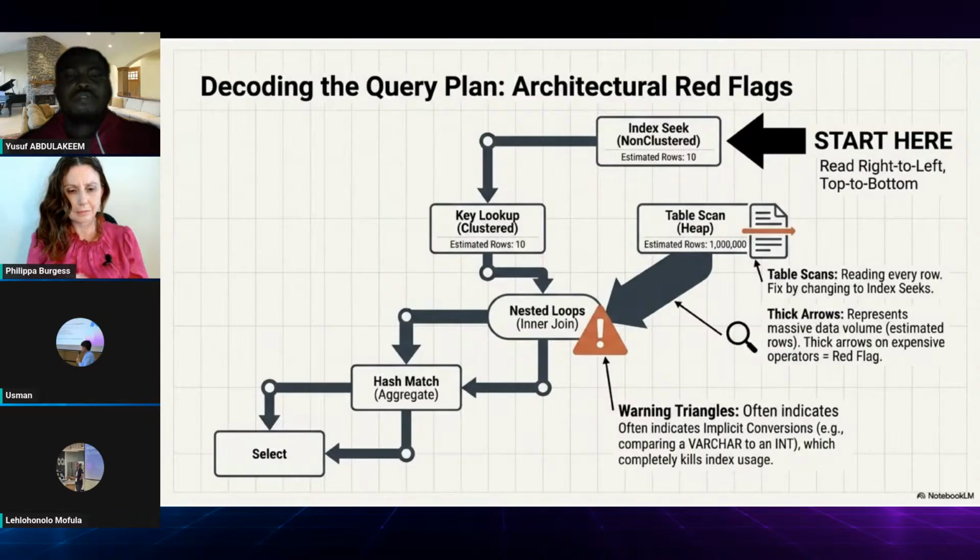So if you want to decode your query plan, the architectural red flags. You start here, read right to left, top to bottom, then the index seek, which is non-clustered, then the key lookup, clustered, it's like up to 10 rows. Then the nested loops, that is the inner join, the hash match to aggregate, then select. Next slide.